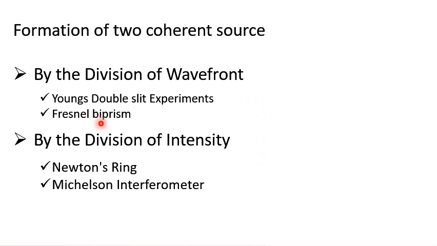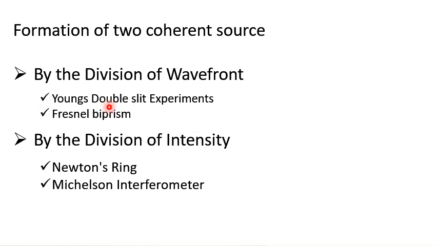So there are a few methods by which we can produce two coherent sources. One method is by division of wavefront, and the second is by division of intensity. For division of wavefront, we use Young's double slit experiment, and for division of intensity, we use two experiments: one is Newton's experiment, and another one is Michelson's interferometer. With the help of Fresnel's biprism, we can also divide the wavefront, but it is not in our course. That's why we have not discussed it here.